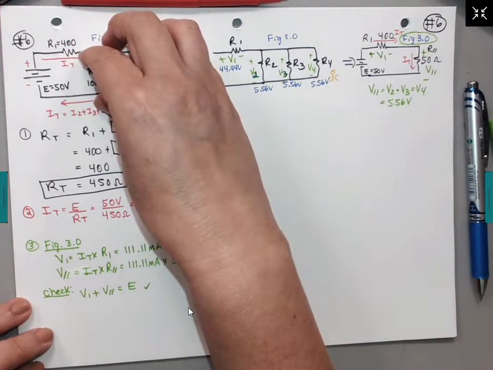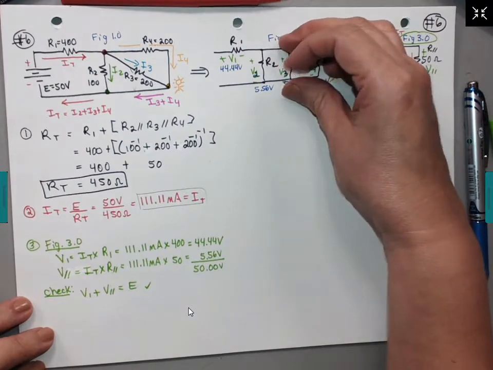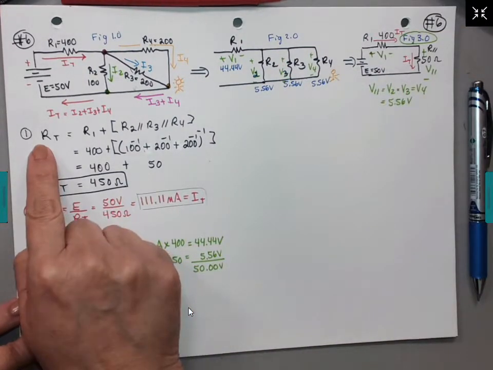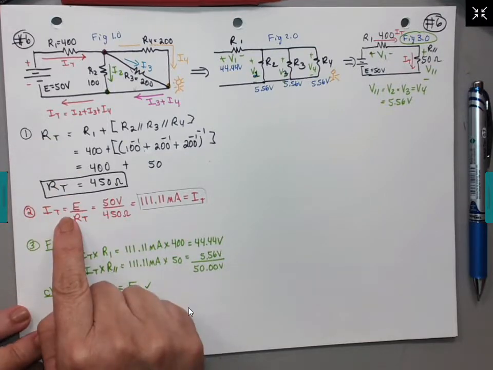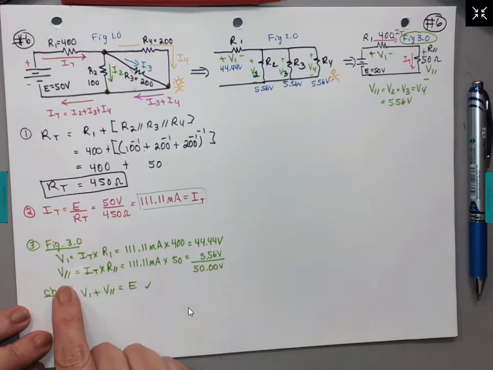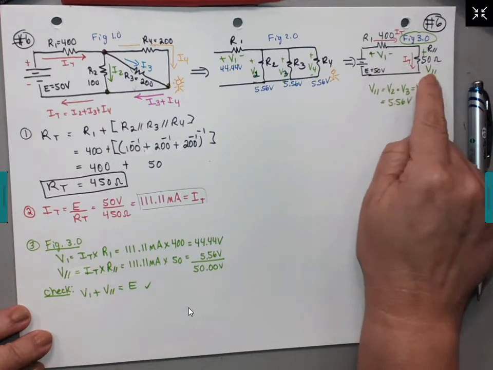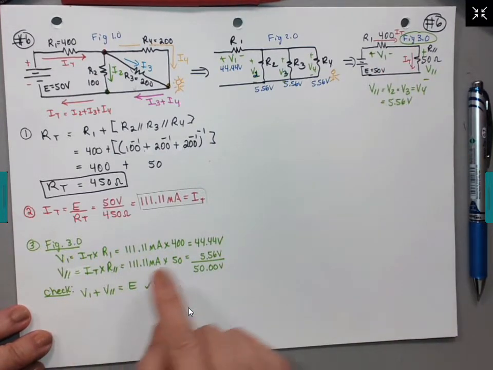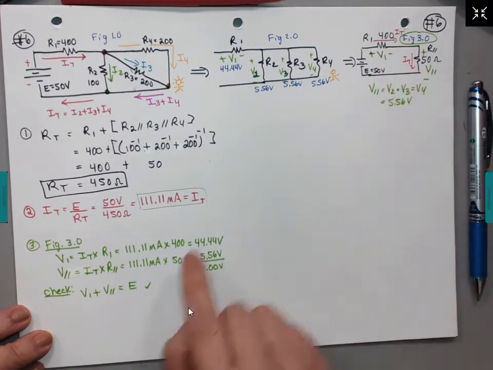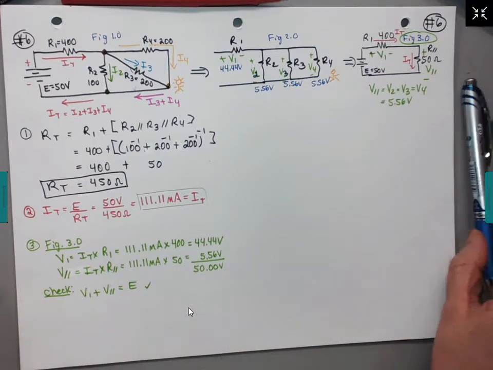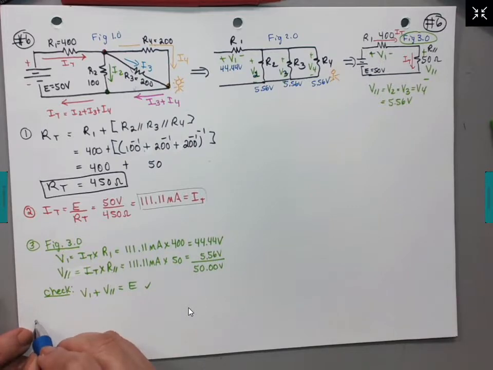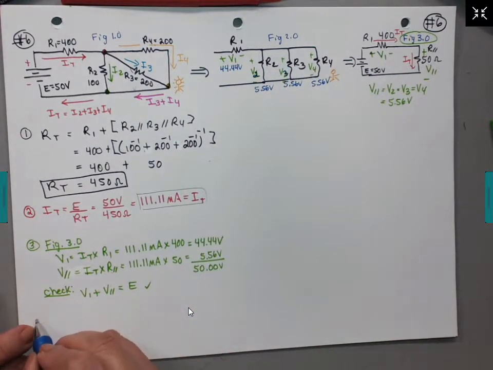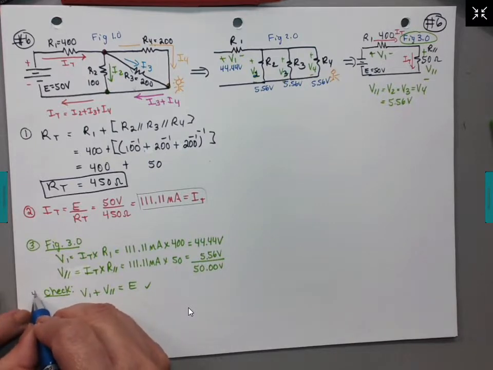So, you started with the big circuit, we reduced it, and we reduced it even more. First thing we did was we found RT. Then we found IT. Then we found voltages across V1 and V parallel using figure 3. Then we checked it to make sure that V1 plus V parallel was equal to E, and they did. So number 4 is going to be based on this guy. Step number 4 was really to check it.